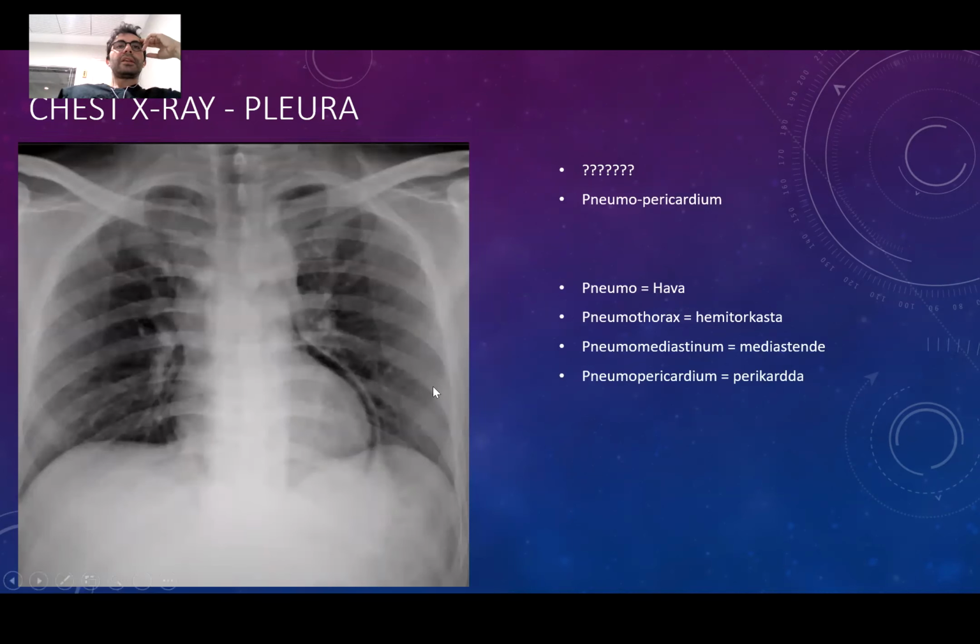So this is a case of pneumopericardium. Now the pericardium is lined by some air. I can see the pericardial lining and the heart separately. When there is air in the mediastinum, it's pneumomediastinum. This is pneumopericardium, because it's in the pericardium. That's the basic terminology.